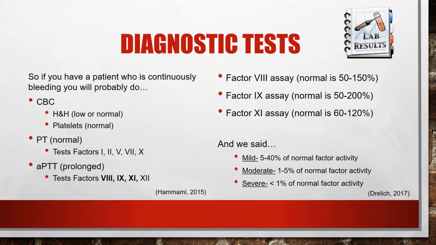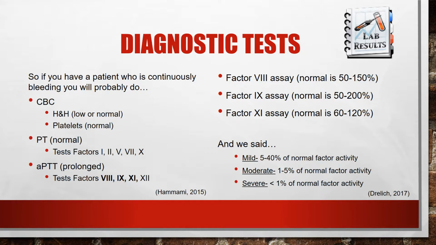Your PT tests factors 1, 2, 5, 7, and 10, which none are affected in hemophiliacs. So those will all be normal. So your PT will then be normal. Your activated PTT might be prolonged, and that's because the activated PTT tests factors 8, 9, 11, and 12. And 8, 9, and 11 are the ones that hemophiliacs have the deficiency in.